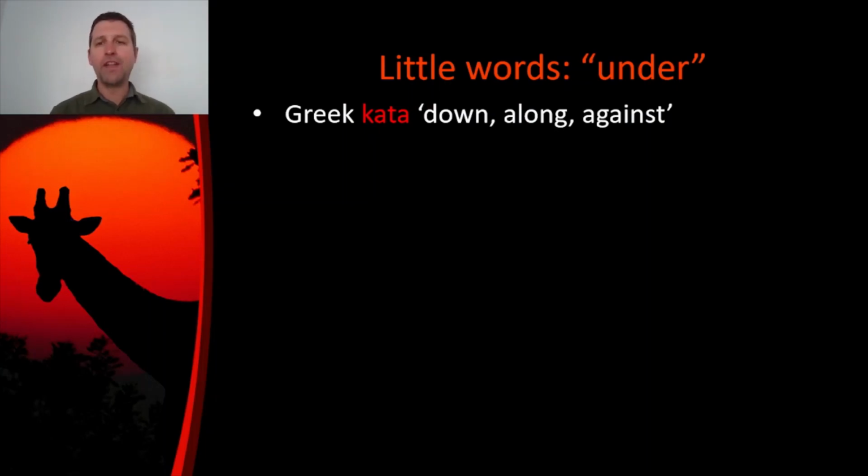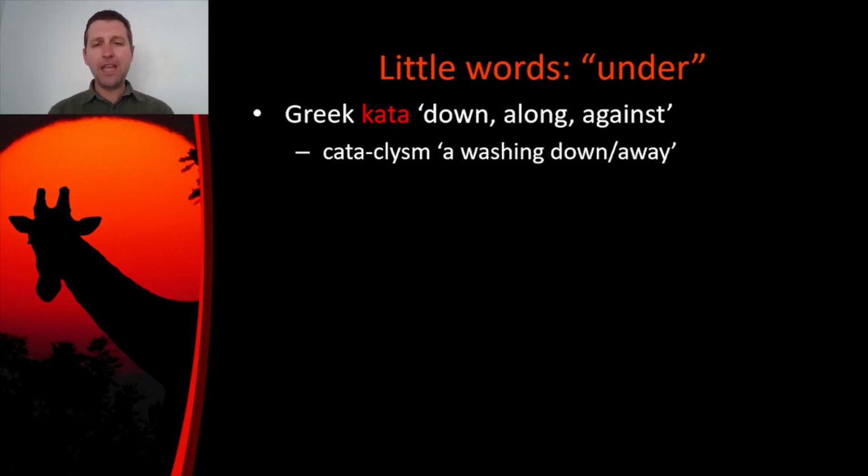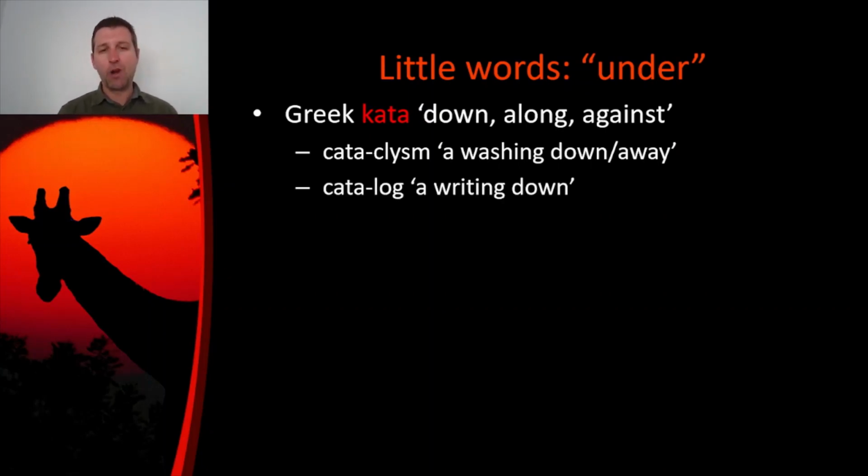And finally, another word that has to do with under is the Greek word kata, which means down or along or against. Kata is actually a pretty complicated preposition in Greek, and we don't need to go into all the things that it could mean, but its fundamental meaning is down, and everything kind of branches out from there. So for instance, a cataclysm comes from two Greek words that mean a washing down or a washing away. The original meaning of a cataclysm was a flood. Nowadays, when we use the word cataclysm, it doesn't have to be a flood. It can be any kind of disaster that strikes.